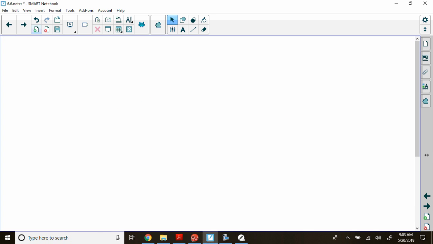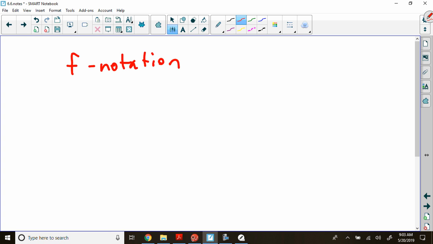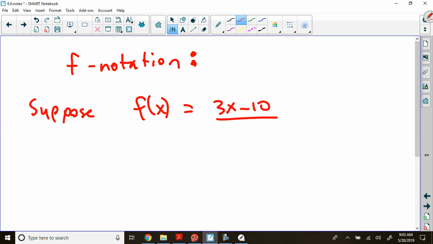Well, what we're getting into next, you really got to understand F notation. Suppose f of x equals 3x minus 10 all over the square root of x. Now, there's something inherently wrong about that. I know you're not supposed to put radicals in the denominator. I know. But I did. But suppose that's what our function f of x looks like.